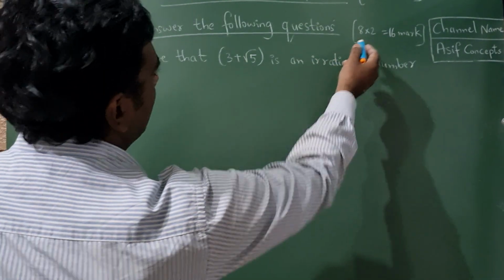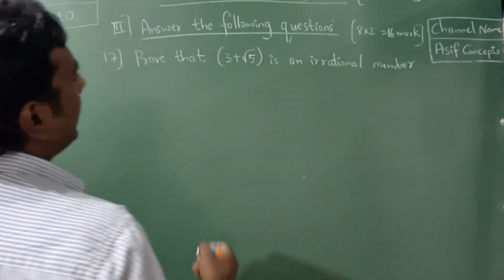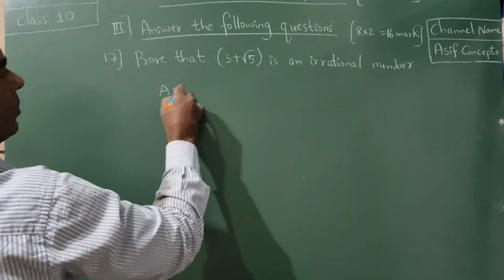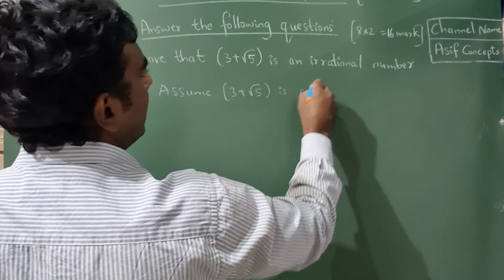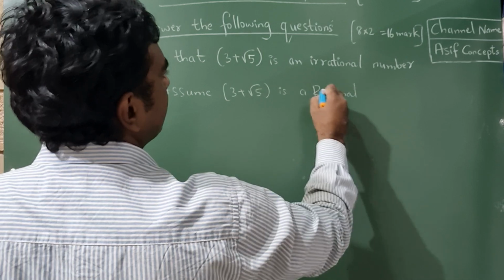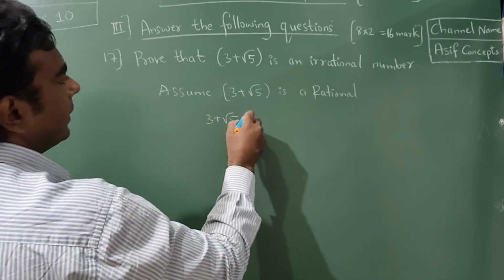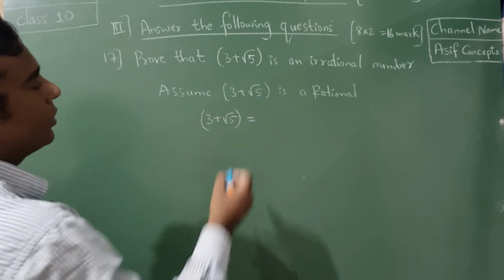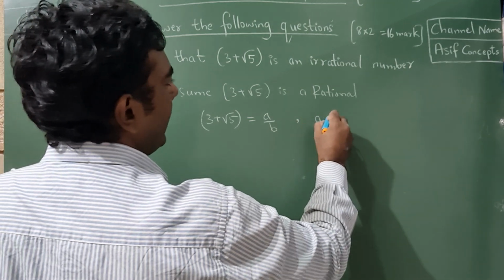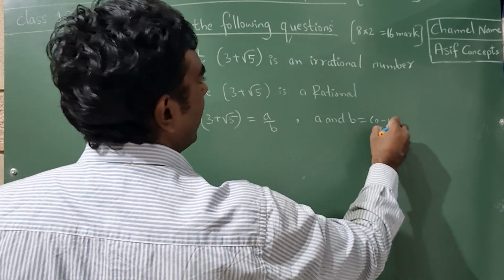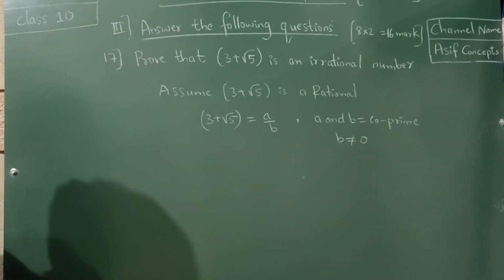Now from here there are 2 mark questions. So 17th question is, prove that 3 plus root 5 is an irrational number. So let us assume 3 plus root 5 is a rational number. Okay. Now 3 plus root 5 is equal to, I am going to consider a by b. Fine. Now a and b are co-prime, where b is not equal to 0.